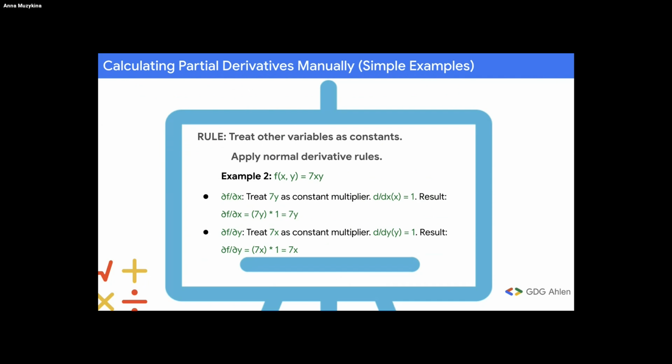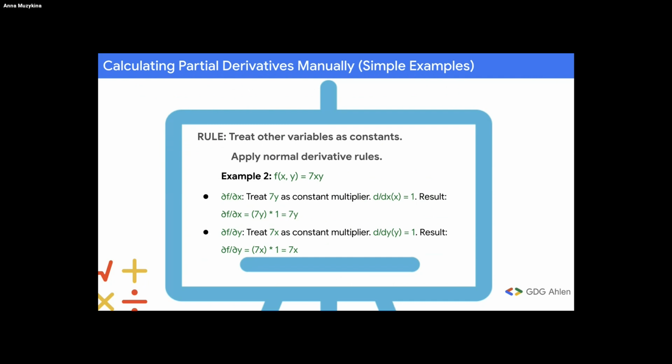And example 2 is interesting also. Let f of x, y equals 7xy. To find del f, del x, treat y as a constant. So 7y is just a constant multiplier attached to x. The derivative of x with respect to x is 1. And therefore, del f, del x equals 7y multiplied by 1, which equals 7y.